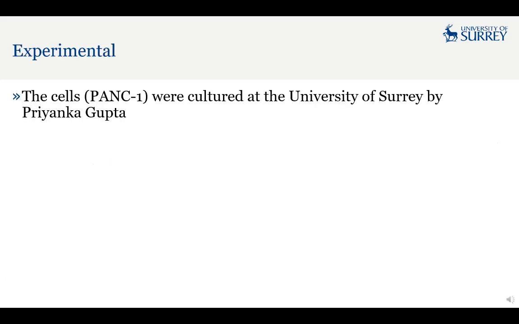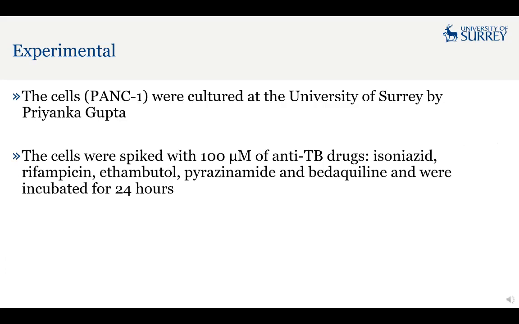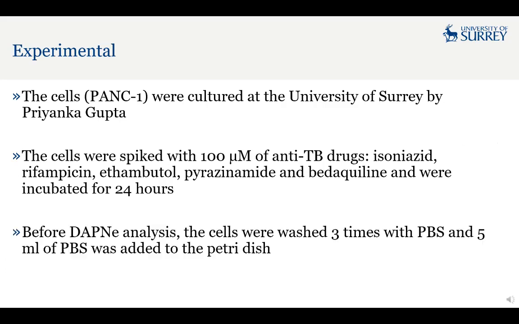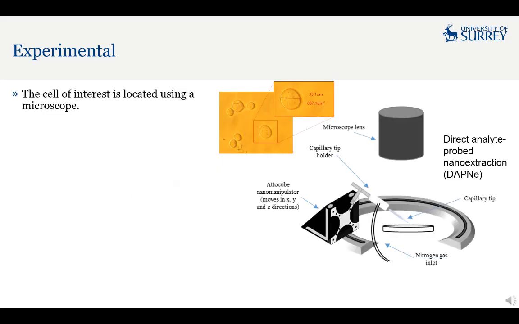The cells used in this study were Pink 1 cells and were cultured by Priyanka Gupta at the University of Surrey. The cells were spiked with 100 micromolar of 5 different anti-tuberculosis drugs and were incubated for 24 hours. Before DAPNe analysis, the cells were washed 3 times with PBS, and 5 ml of the PBS solution was added to the petri dish. The cell of interest is located using a microscope.